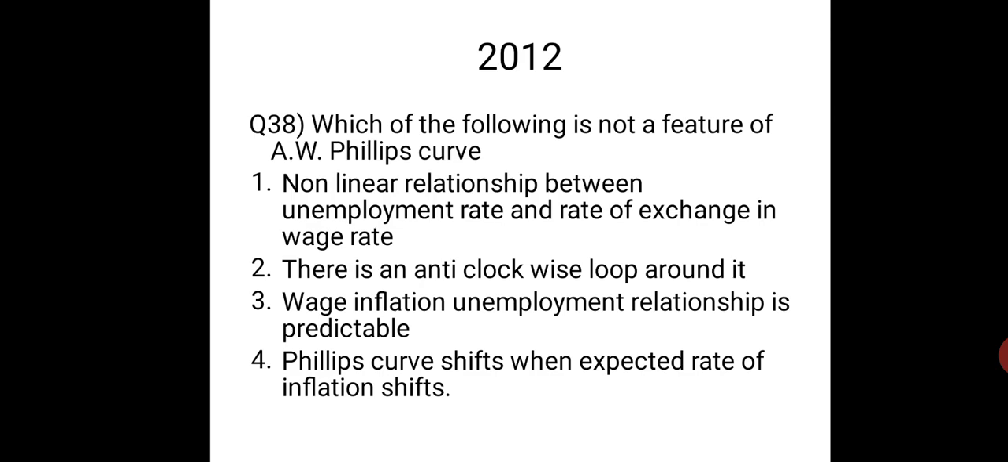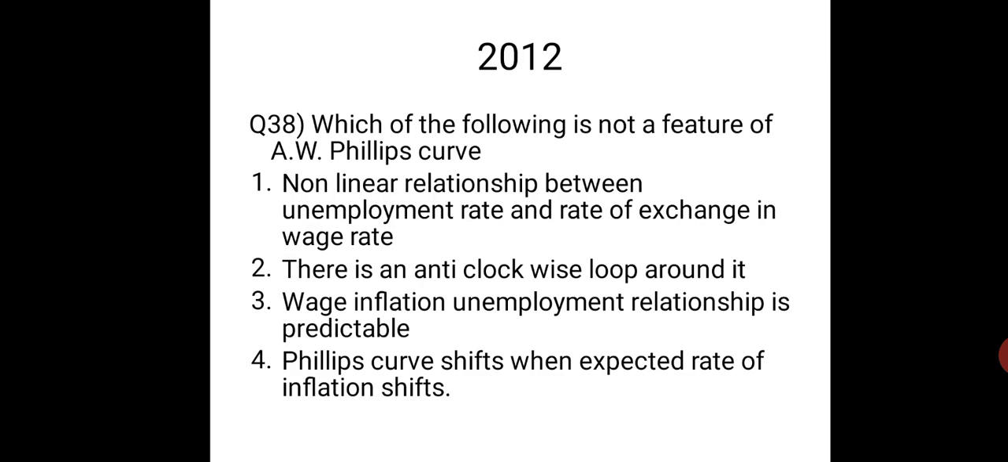Still, we will go to the third option. Wage inflation unemployment rate is predictable. Yes, it is predictable, and according to AW Phillips curve, it is static expectation. Through static expectation, people are predicting wage inflation unemployment relation. Going to the next option, Phillips curve shifts when expected rate of inflation shifts. Yes, that is also true.